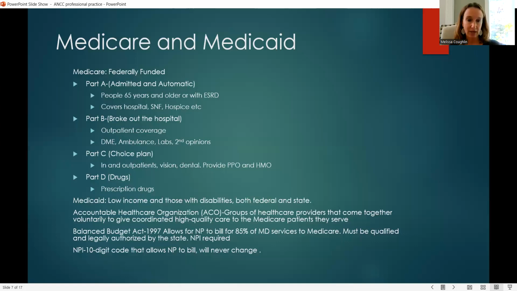So the Accountable Care Organization, or the ACO, are groups of healthcare providers that come together voluntarily to give coordinated high quality care to the Medicare patients they serve. I've had a question on that. And then the Balanced Budget Act comes up a lot in quizzes, and this is what happens. What happened in 1997 that allowed for NPs to bill 85% of their services to Medicare. It must be qualified and legally authorized by the state, and you have to have an NPI number. An NPI number is a 10-digit code that allows an NP to bill. And that NPI number is sort of like your medical social security number, and you just have it for life, no matter which state you move to.